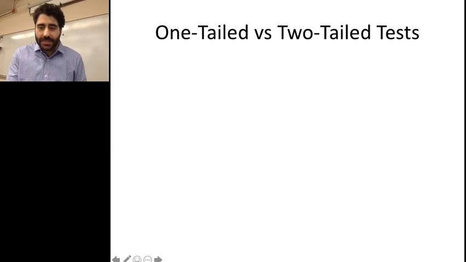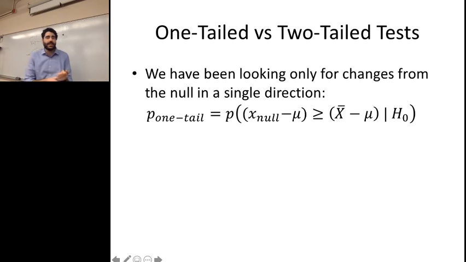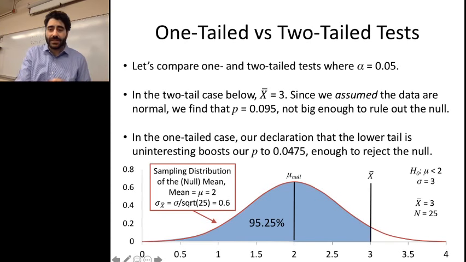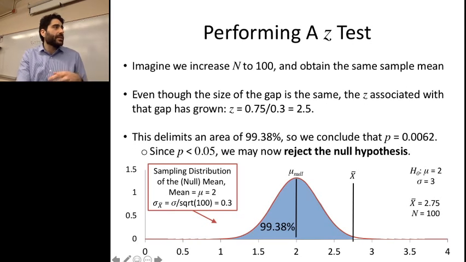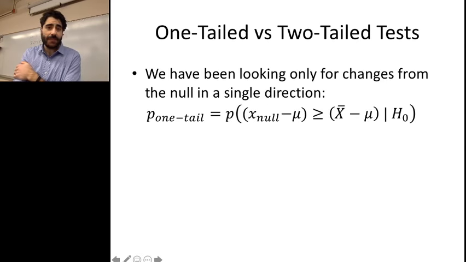So one thing that I briefly mentioned before, I'm going to now talk in a little more detail about, is one-tailed versus two-tailed tests. And so in this example so far, we've been looking at changes in the null in a single direction, meaning that we got 2.75, and we've been asking basically how much area is below us, right? We've just been interested in asking how often do sample means get larger than 2.75.